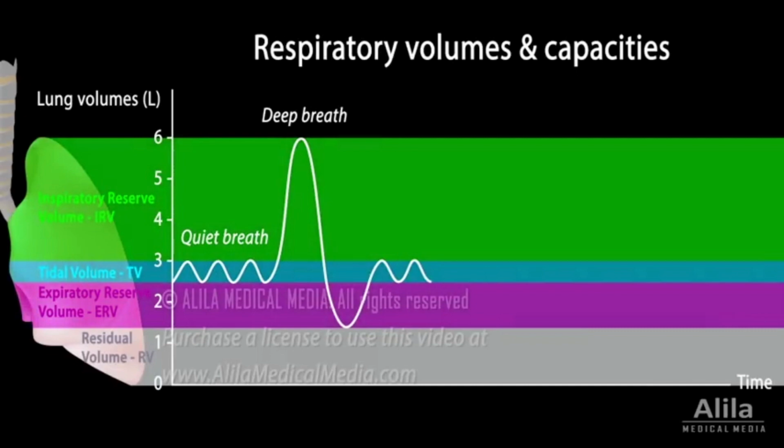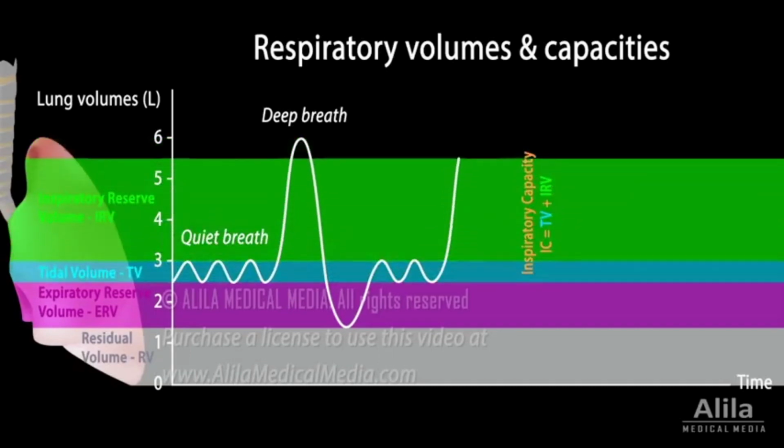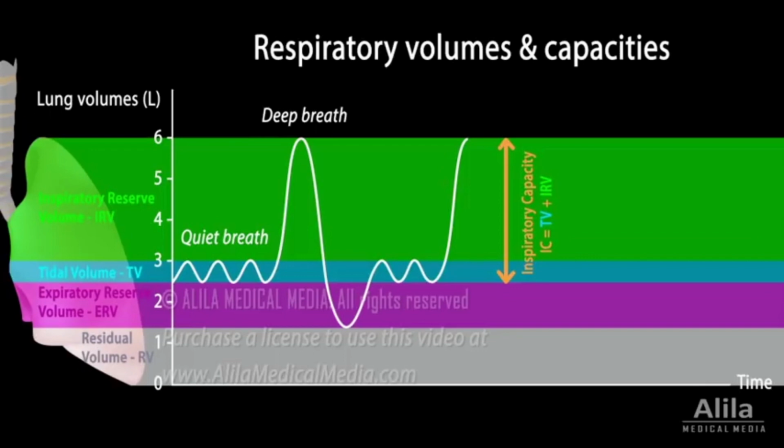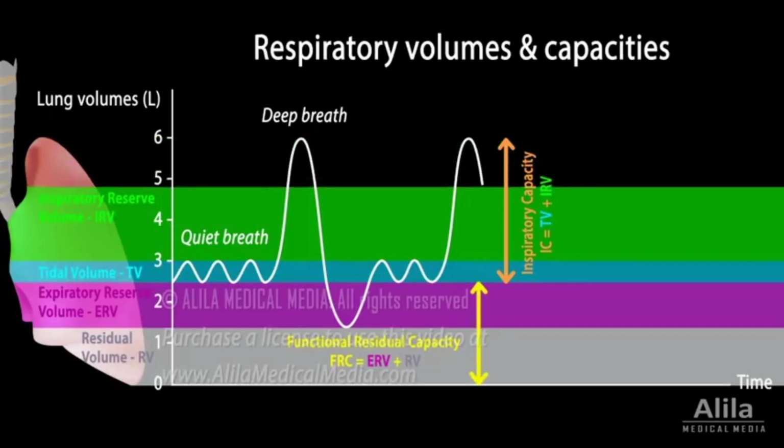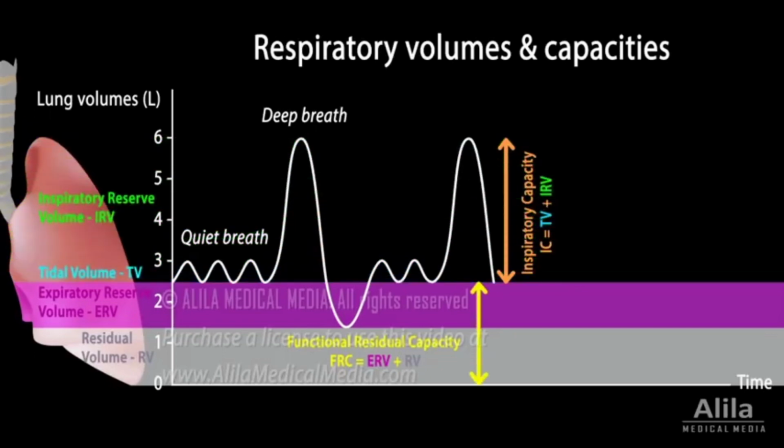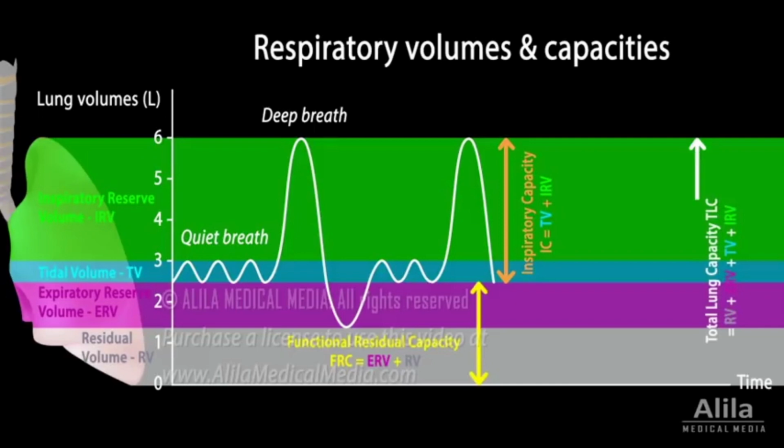These volumes are used to calculate other parameters called respiratory capacities. Inspiratory capacity, IC, the maximum amount of air that can be inhaled after a quiet exhalation. Functional residual capacity, FRC, the amount of air remaining in the lungs after a quiet exhalation. Total lung capacity, TLC, and vital capacity, VC.